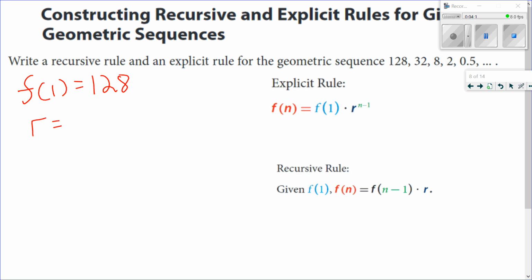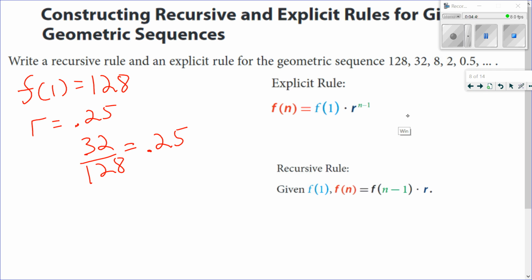And r is going to be 32, our second term, divided by our first term, 128. All right, and once you get that, you get 0.25. So the common ratio is going to be 0.25. So now all you have to do is take each one of these and plug them in.